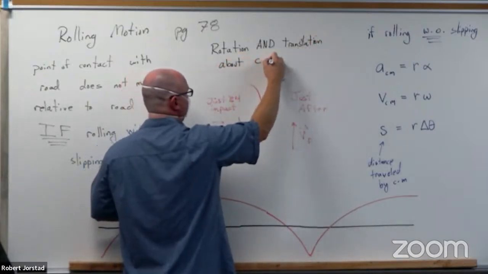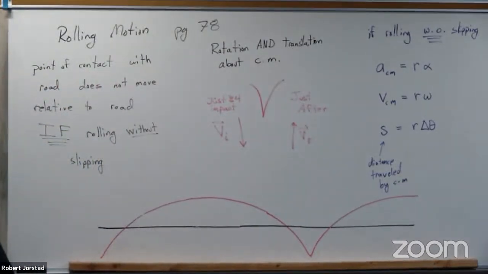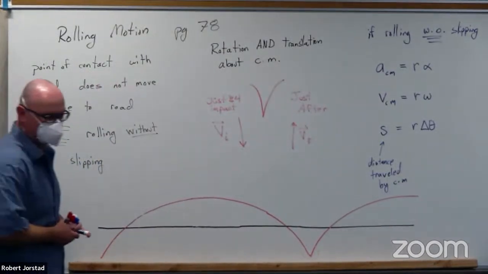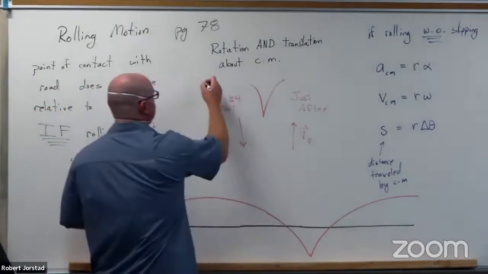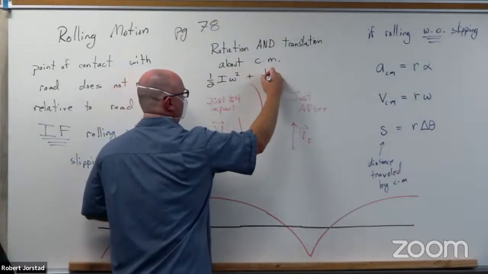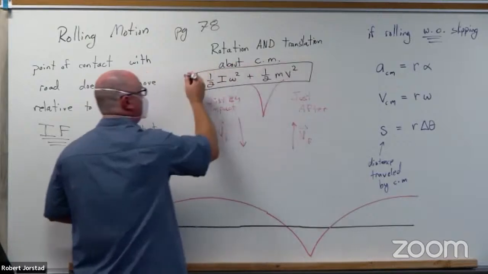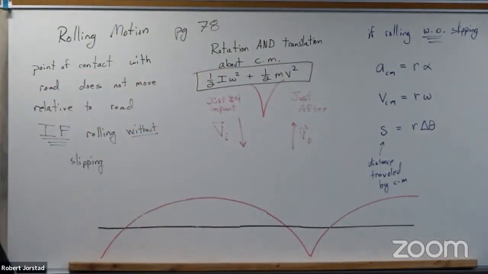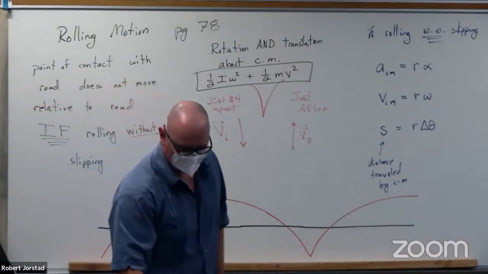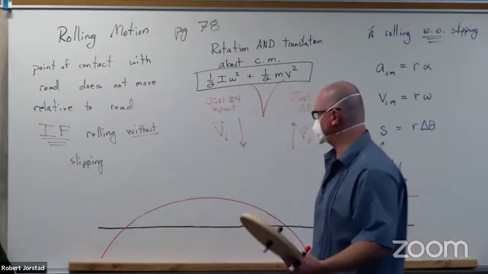About the center of mass. So if we do an energy equation, there's going to be a 1/2 I omega squared plus a 1/2 mv squared. And it turns out, maybe I could mention this really quick.